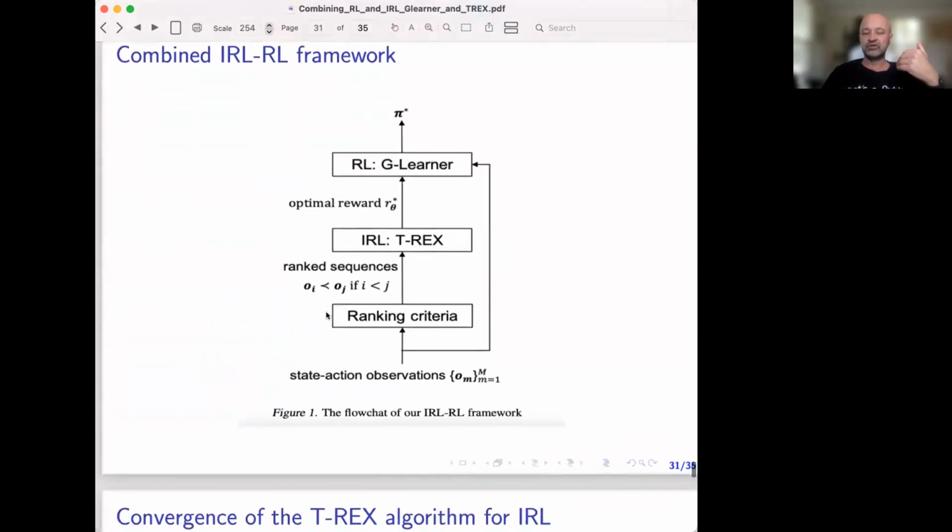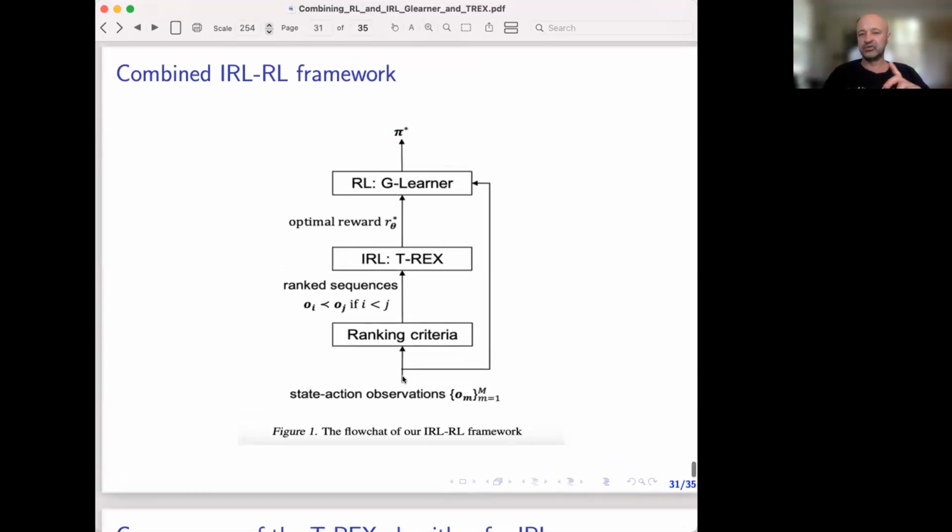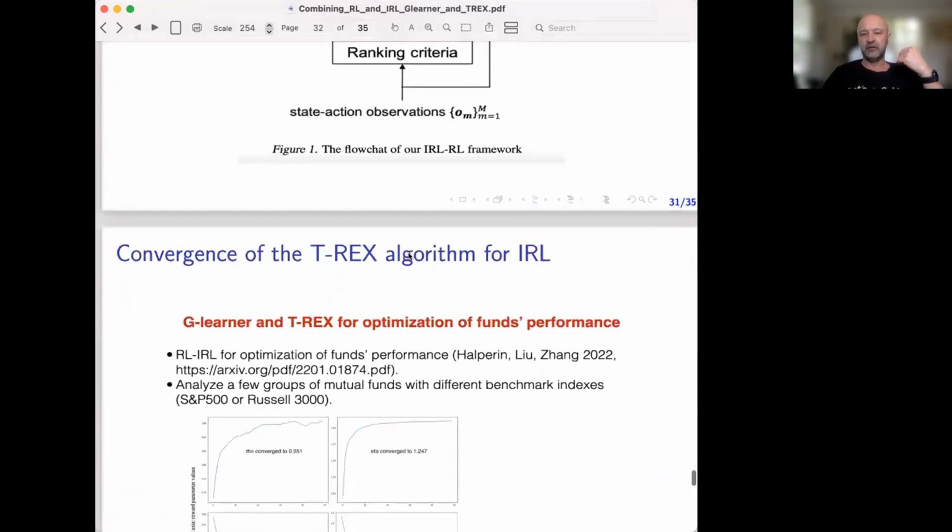And now we can put these things together and present a flow chart of our framework. I want to emphasize that even though we use particular algorithms for two parts of this flowchart, it's very flexible and you can replace them by whatever you want. But the basic scheme goes the same way. We start with observations and ranking criteria, and we use these observations of different portfolios to infer the functional form of the reward function, using this IRL, inverse reinforcement learning step, which is then used by the direct reinforcement learning algorithm. So we use T-REX and G-Learning in our formulation. You're free to use whatever you like instead, if deemed useful.